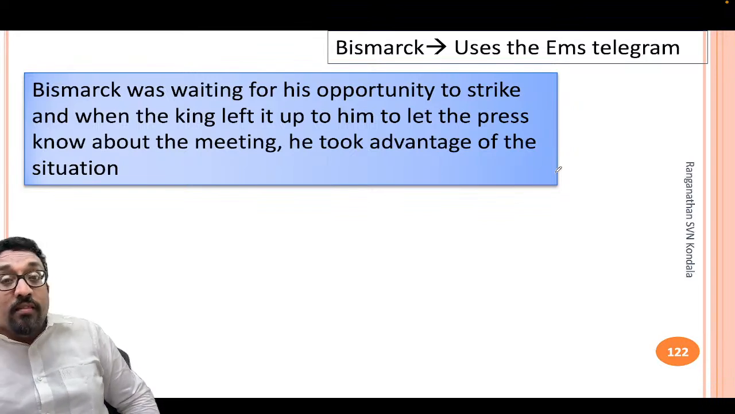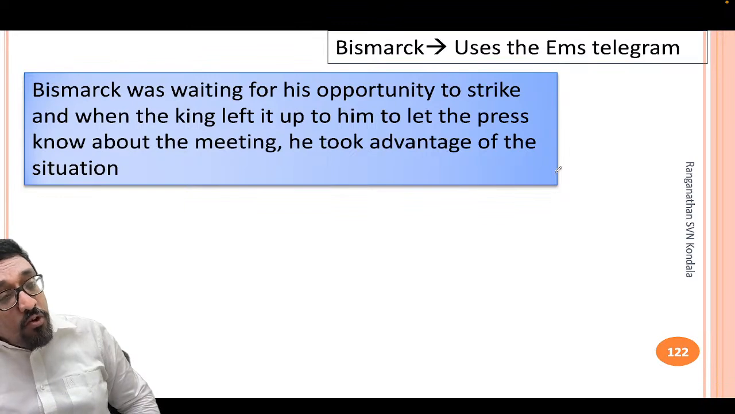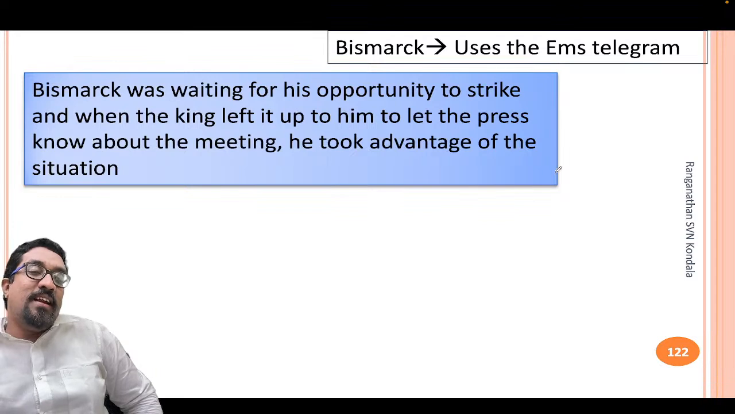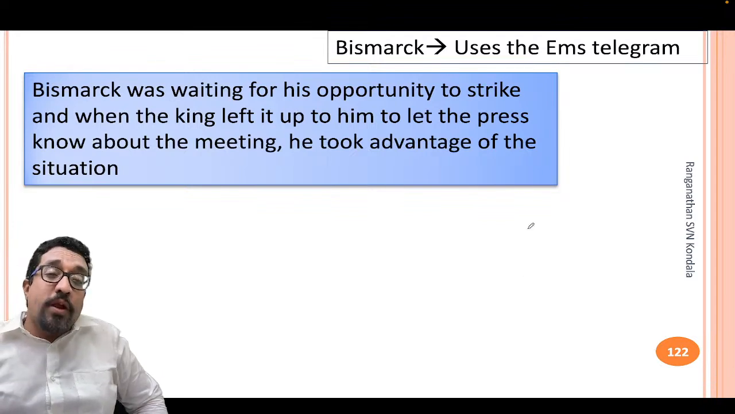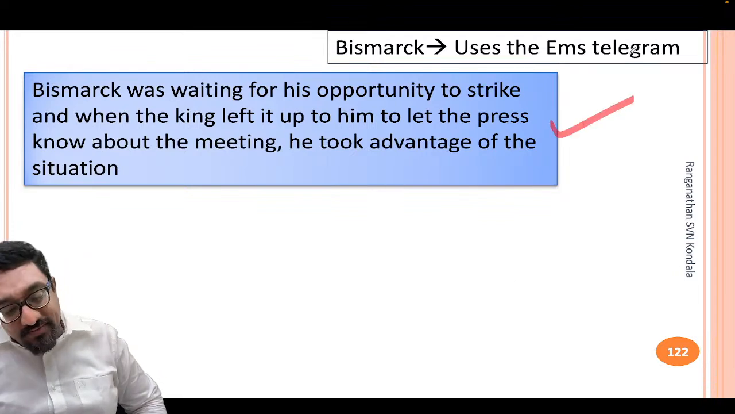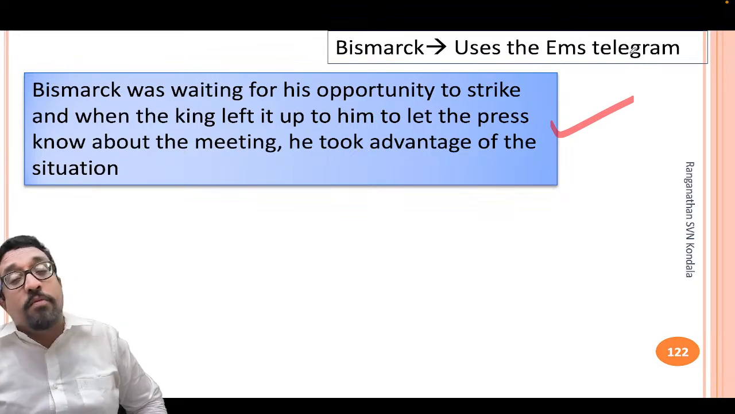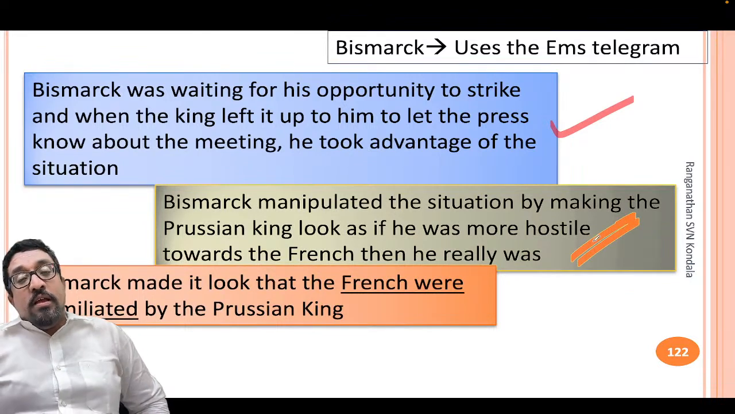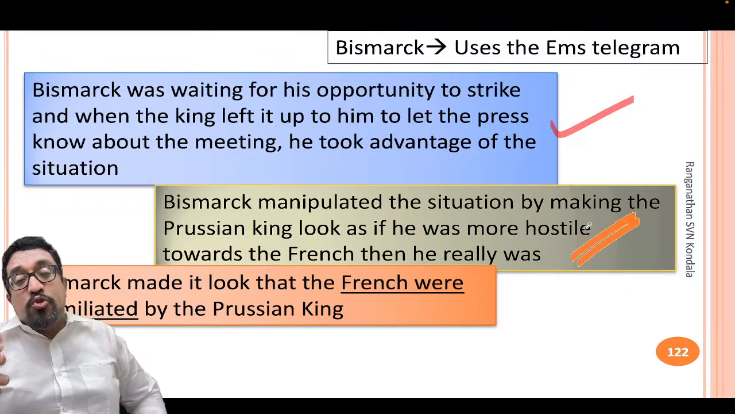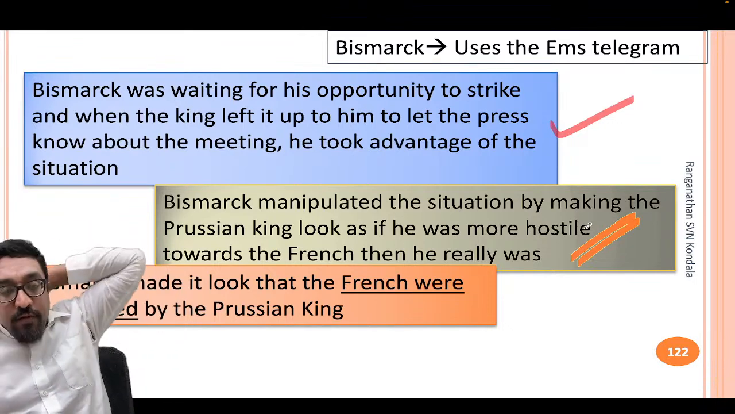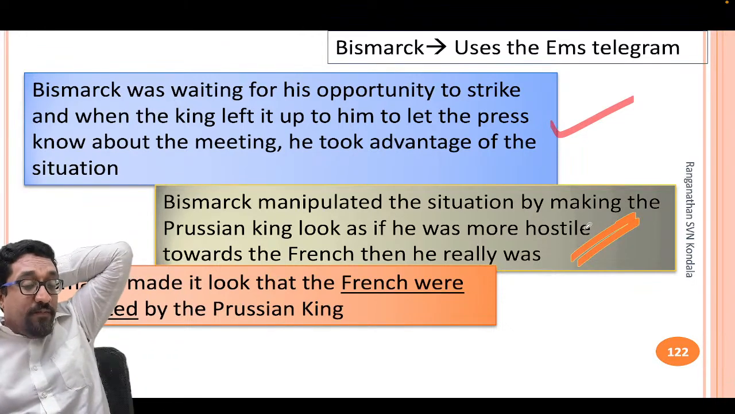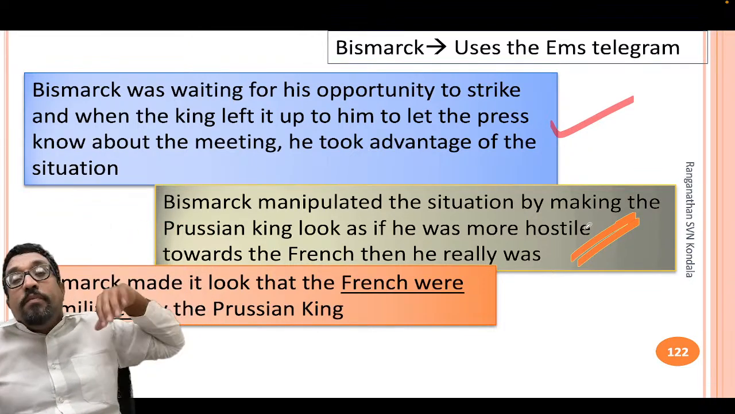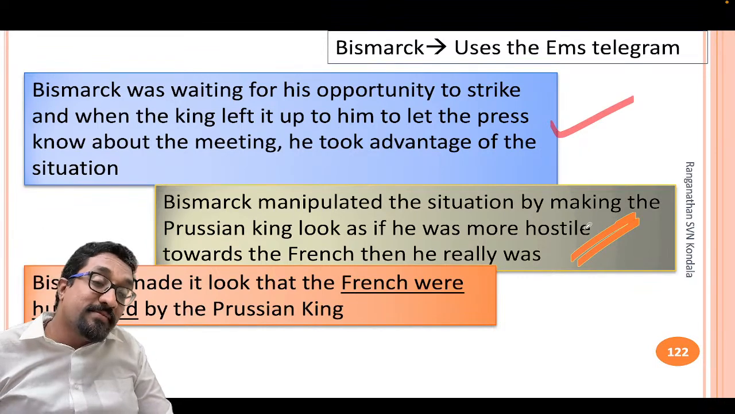The funny part is the letter never actually went to the king, because the king was on holiday in Switzerland. The letter went to Bismarck. Bismarck was waiting for an opportunity and मिल गया. He started instigating the people of France, people of Germany. Bismarck manipulated the situation by making the Prussian king take it as if he was very hostile to the French, and he made it look as if the French were humiliating the Prussian king and thus humiliating the Prussian people and the German people in the fatherland.